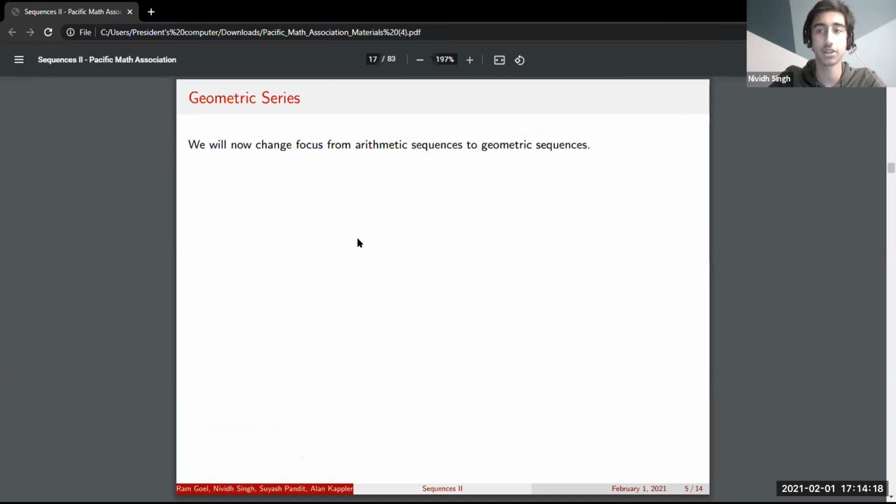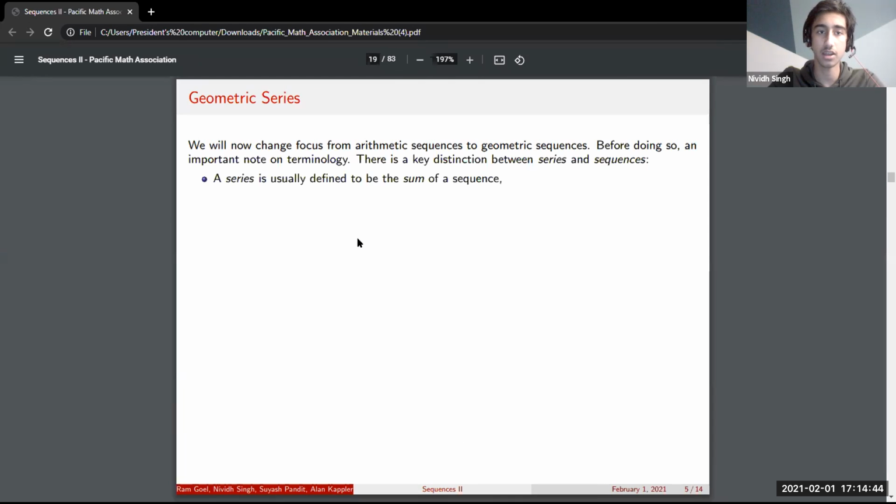All right, so the next thing we're going to look at is geometric series. So we're going to move a little bit from arithmetic sequences to geometric sequences. And before we start, there's one key note about terminology. There's a key distinction between series and sequences. So far, we've been talking about sequences. A series is usually defined as a sum of a sequence.